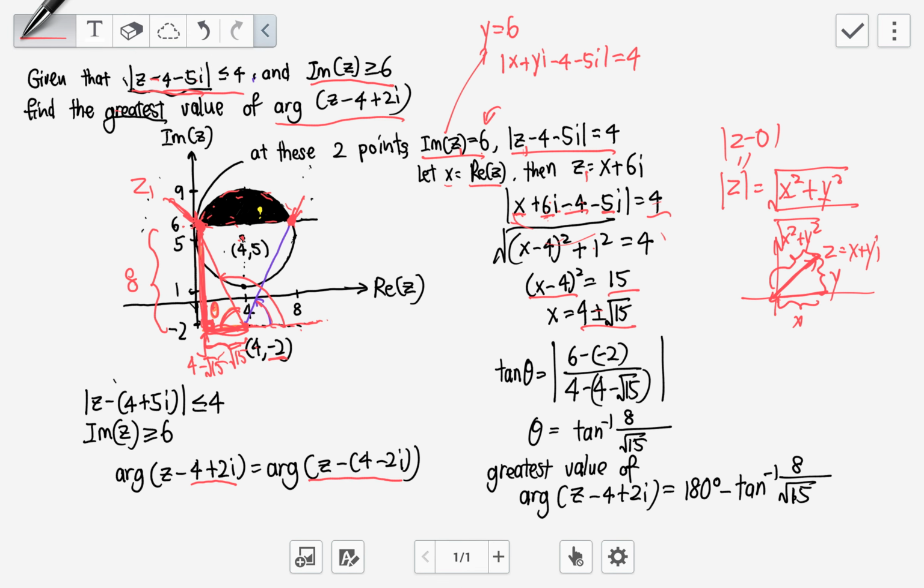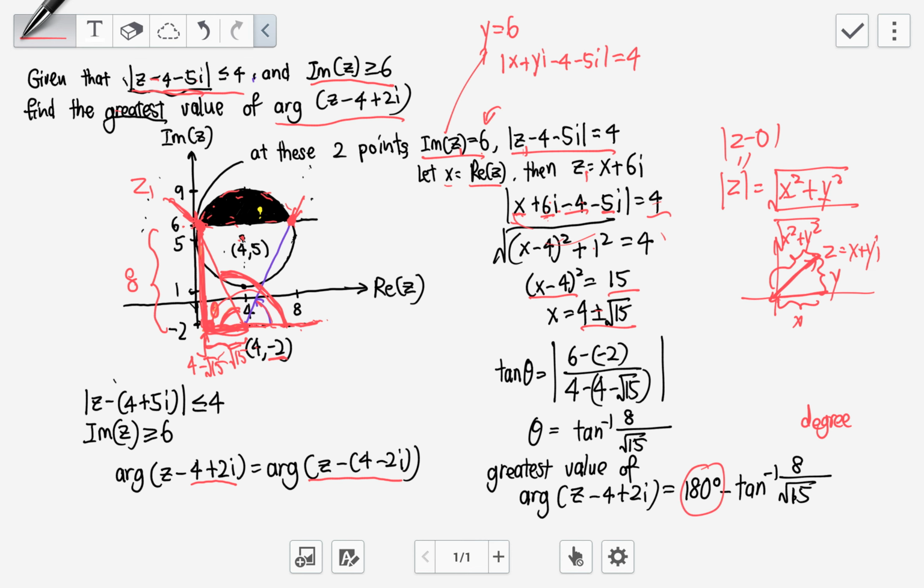But the greatest value is not theta. The greatest value is this angle in red, which is 180 degrees, which is the angles on the straight line, minus the theta, and that will give me the greatest value of z minus 4 plus 2i. And then you can use the calculator to calculate this value. Remember to switch to degree mode, not radian mode, because I'm using 180 degrees, not pi. So then we will be able to find.